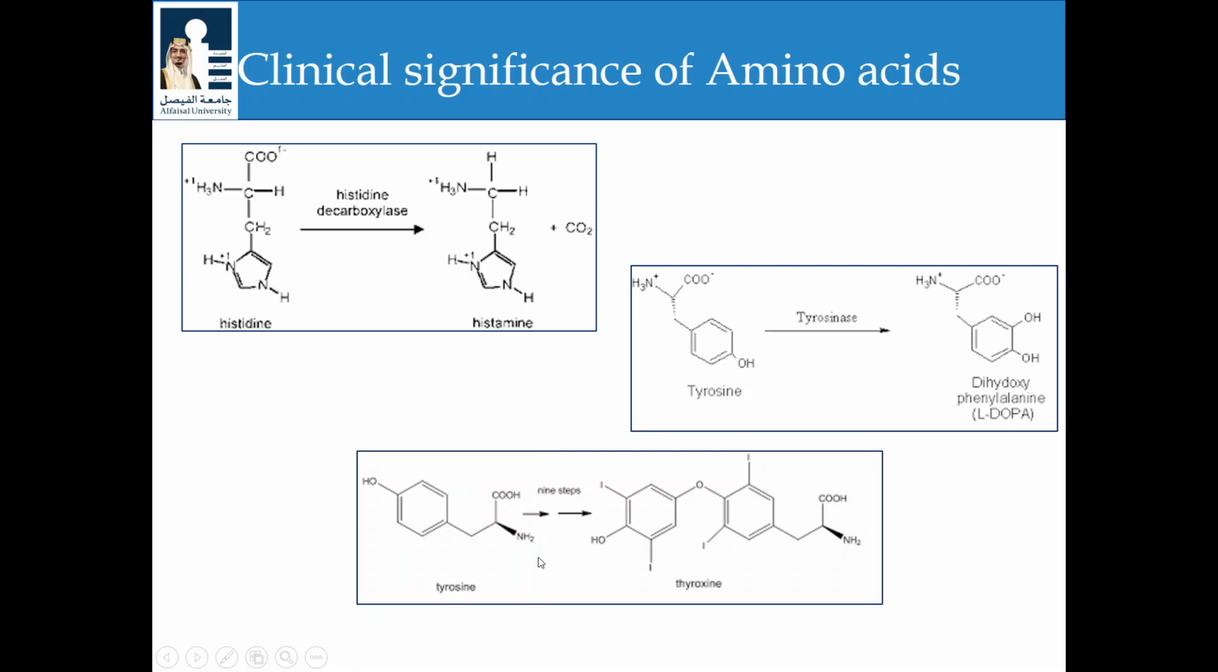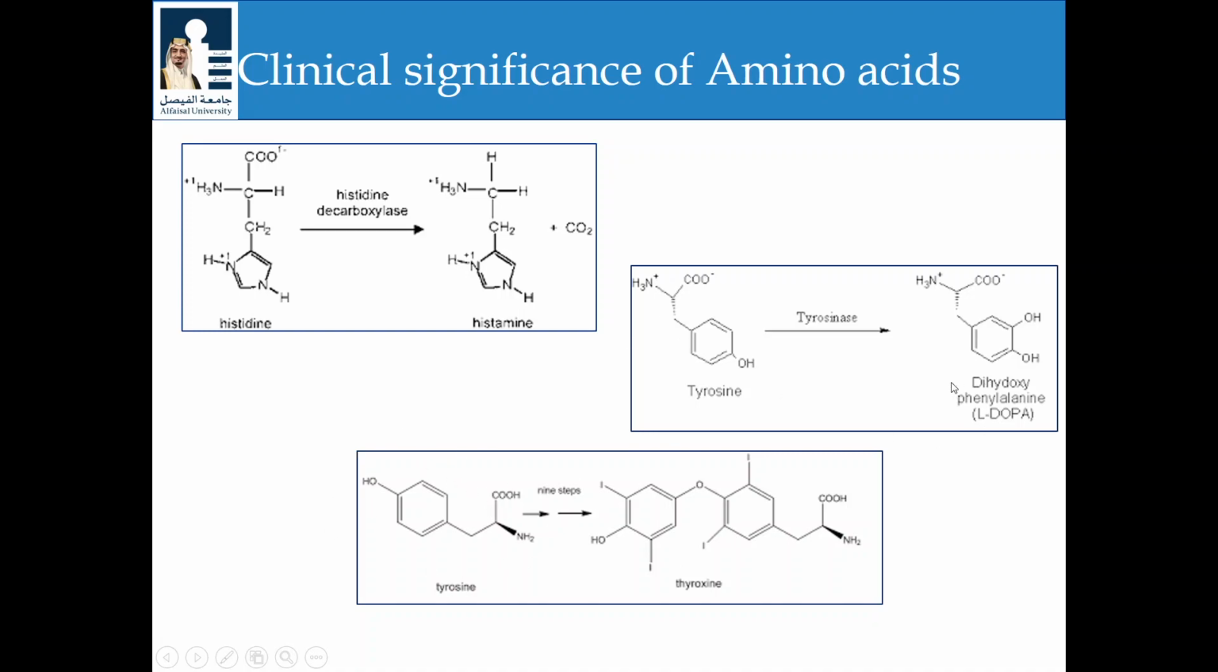Also, our thyroid gland produces an important hormone called thyroxine. You all know the thyroid gland, right? And some people have a problem with the thyroid and they have to take the hormone thyroxine on a regular basis. So this thyroxine hormone is actually made from the amino acid tyrosine, but not by a simple procedure. No, you have 9 reactions before you make thyroxine from tyrosine.